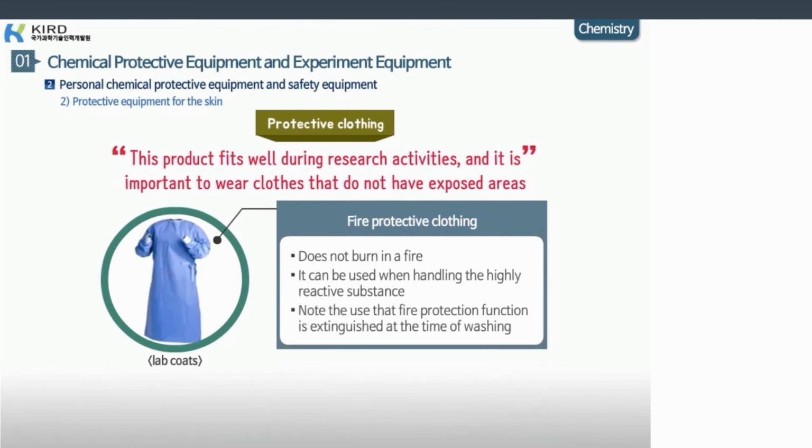Fire protective clothing does not burn in a fire. It can be used when handling highly reactive substances. Note that the fire protection function is extinguished at the time of washing.